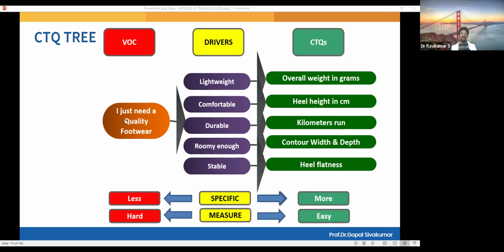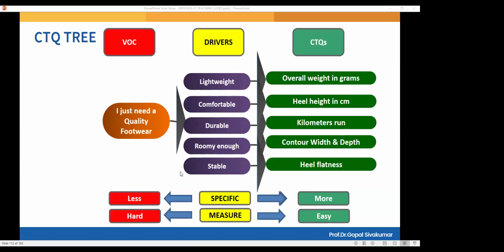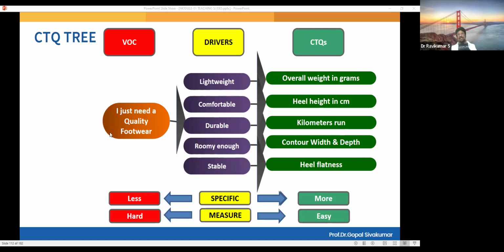So at the beginning, you can see the voice of the customer is less understandable, less specific, hard to measure, because there is no data, no metric, no quantitative data in that. But after you convert that into CTQ with the help of drivers, you have a lot of metrics to satisfy. Go ahead and fix a number which will satisfy the customer and work on it, then obviously you'll be able to satisfy the customer.